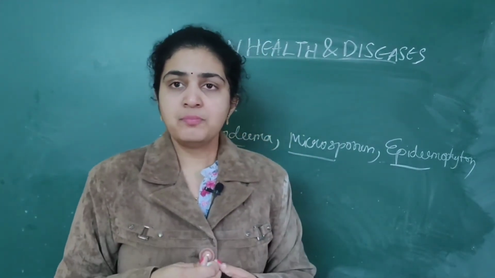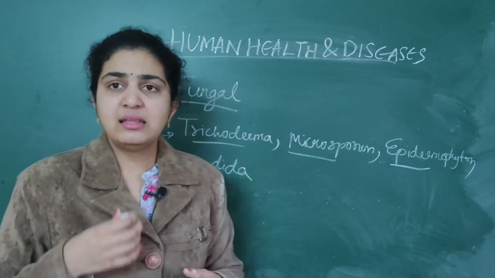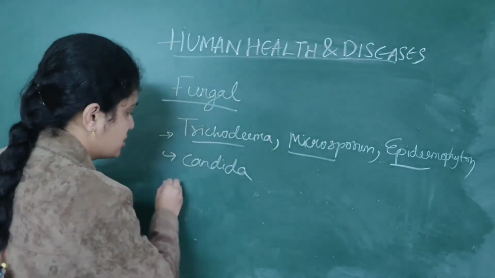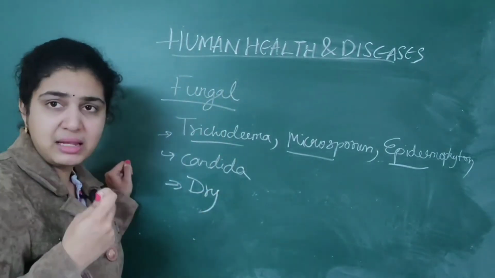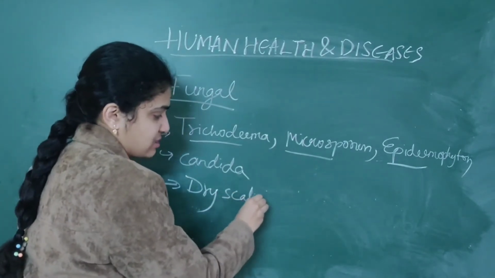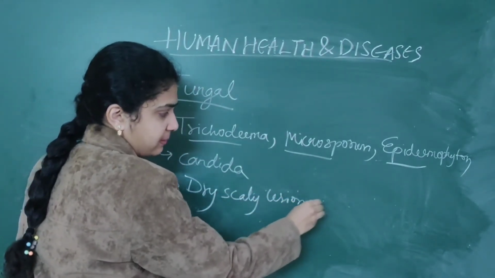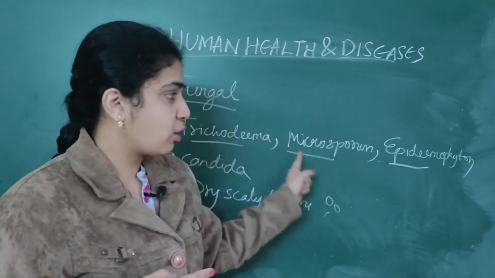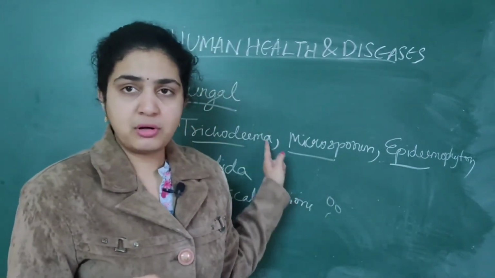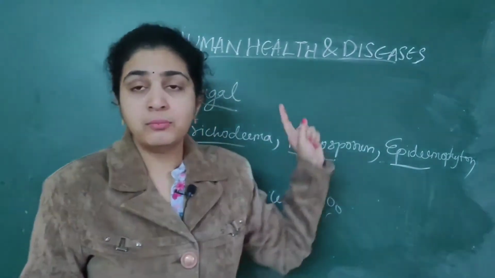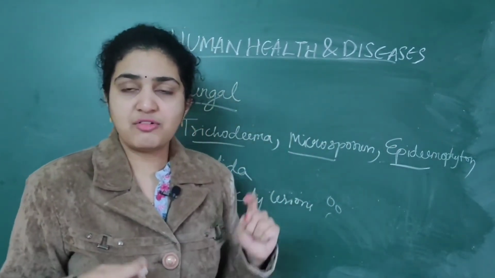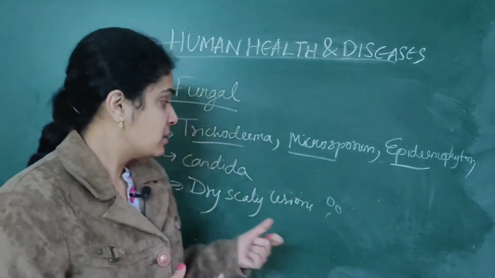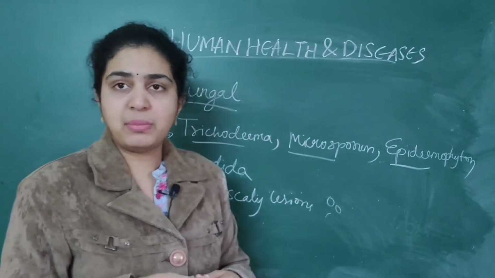So what are the symptoms which are associated? There will be dry, scaly lesions on your body. The skin will become dry, with scaly lesions. All the ringworm diseases which you suffer from are caused by these fungi only: Microsporum, Trichophyton as well as Epidermophyton. These are the three main fungi which are called ringworms. So dry scaly lesions will appear.